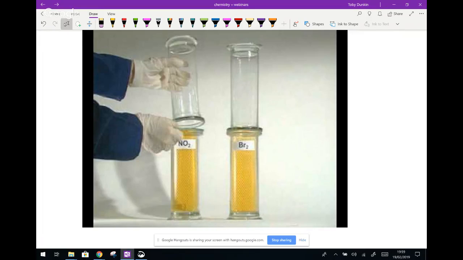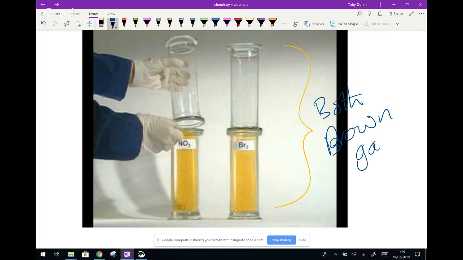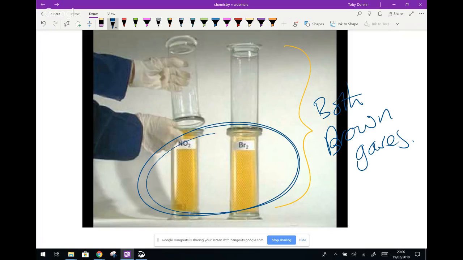So I have 2 gases, and both these gases are brown. Both brown gases. This means that they're great to compare, because, notice the picture, they have similar concentrations. What observation means that you know that they have similar concentrations? They have a similar color and darkness. They need to be a similar shade, which suggests similar concentrations.